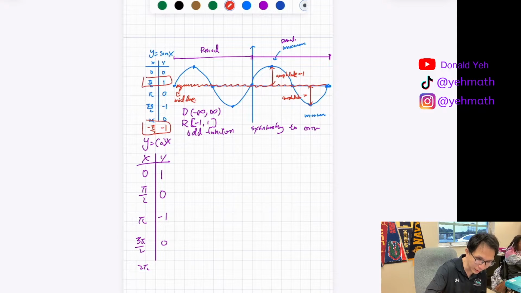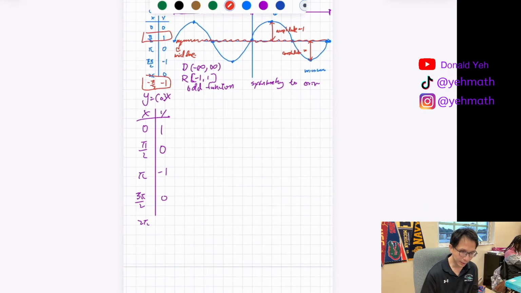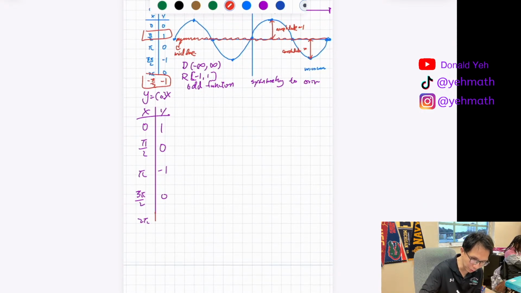Now if you pay attention, this and this are opposite. One is positive, one is -1. They're symmetric to the origin, and they are odd because they are symmetric to the origin. Now this one, if I do 2 pi, that's going to give you 1.